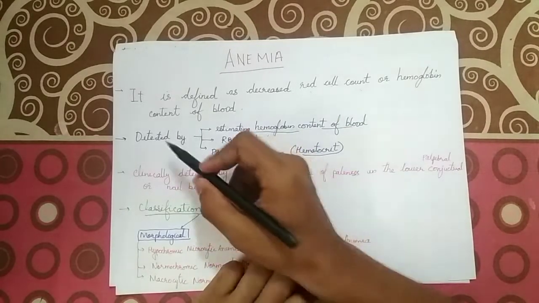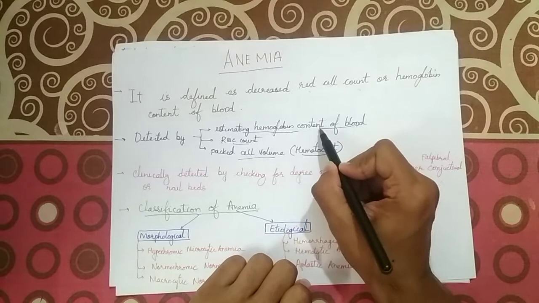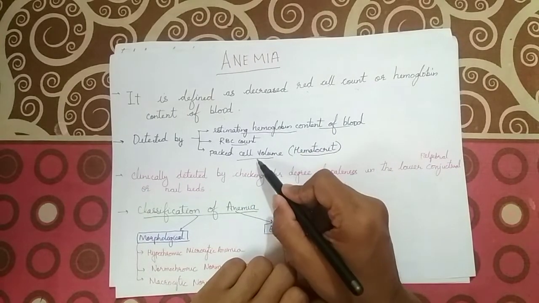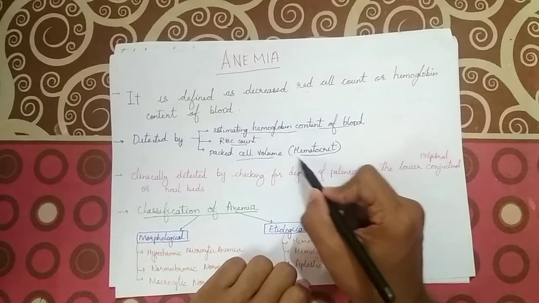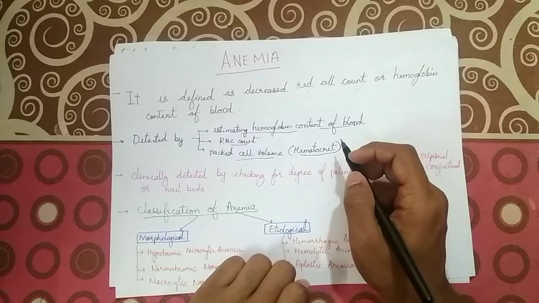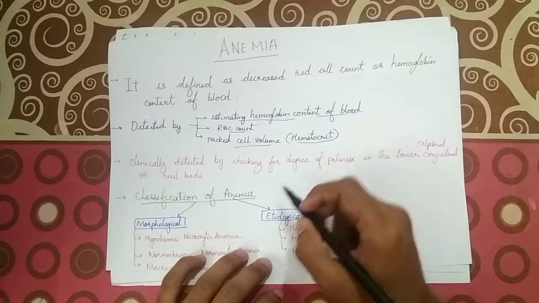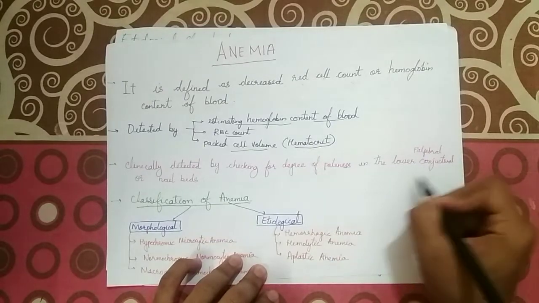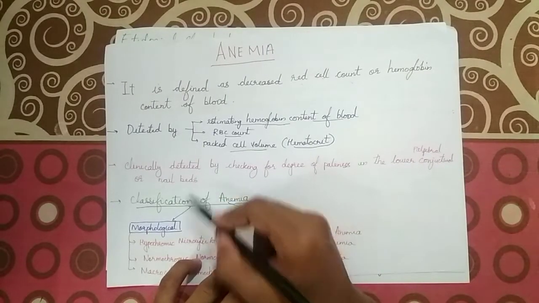causes. It can be detected by estimating hemoglobin content of the blood, estimating the RBC count, and estimating the packed cell volume or hematocrit. Hematocrit is nothing but the volume of the RBCs in the blood. Clinically, it can be detected by checking the paleness in the lower palpebral conjunctiva and the nail beds.